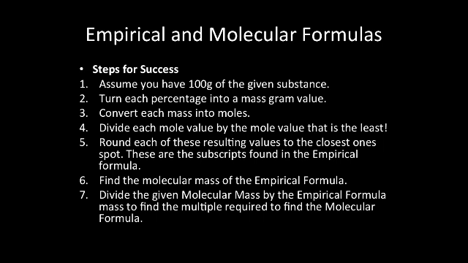If you need a little refresher on how to do that, go ahead and rewind the video and watch it again. Then you need to divide each mole value that you calculated by the mole value that is the least. That's going to give you your coefficients for your empirical formula. When you round all these, then you get those perfectly round numbers, and you can set those as subscripts in your empirical formula. Then you need to find the molecular mass of your empirical formula and divide the molecular mass by the empirical formula mass, and you find the multiple required to find the molecular formula.